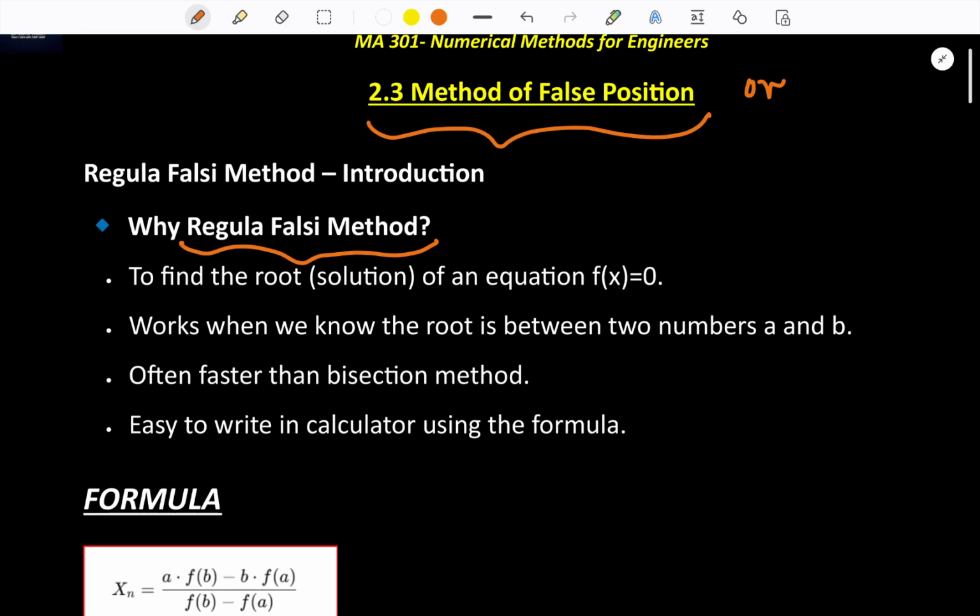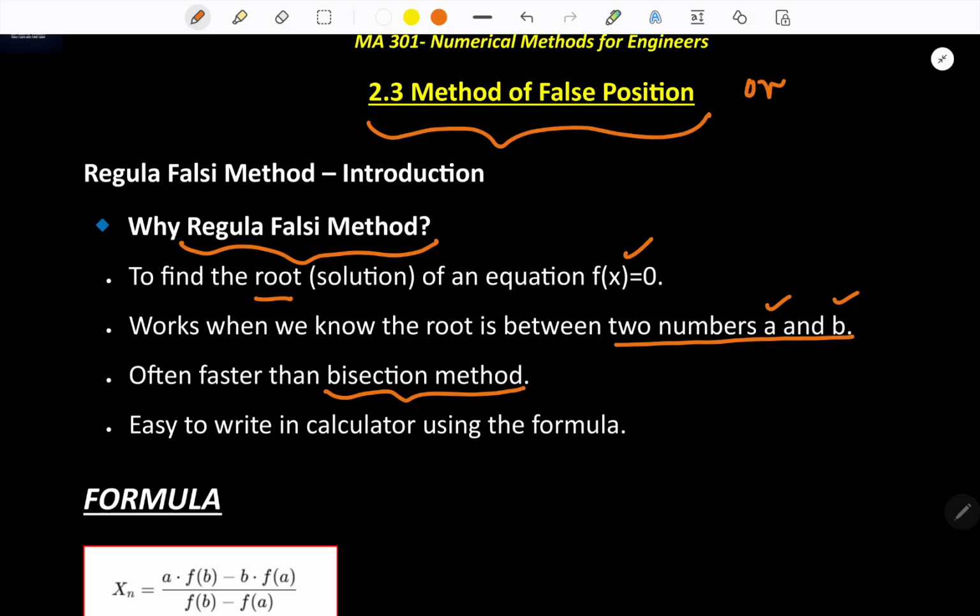Right. What is the Regula Falsi method? This is also the same as the bisection method. We are going to find the root of the equation f of x equals 0. I already told you in the last video, root means we are just going to find the solution. This works when we know the root is between two numbers a and b. This was also explained in the last video, and again in this video I will explain. And it is often faster than the bisection method.